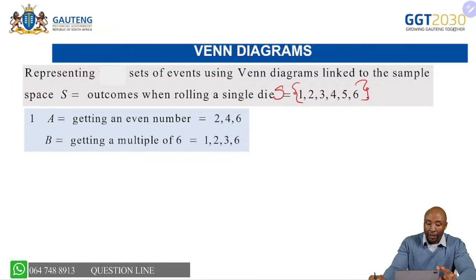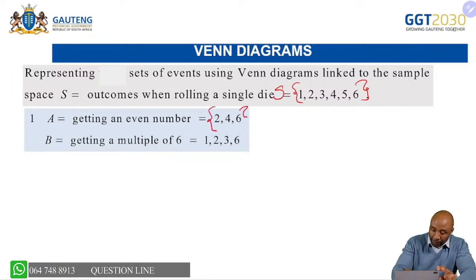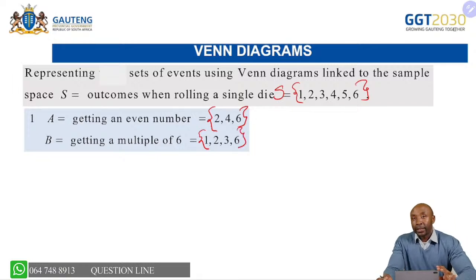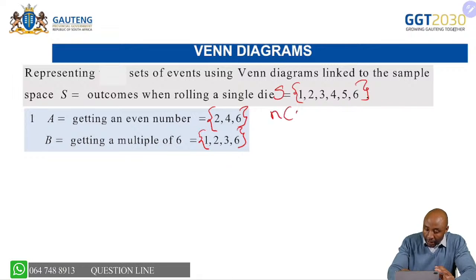If set A or event A is getting an even number, we are going to have that. And set B is getting a multiple of 6. You are aware that set A will have 3 outcomes and set B is going to have 4 outcomes. So I can write number in A is equal to 3. Number in B will be equal to 4.